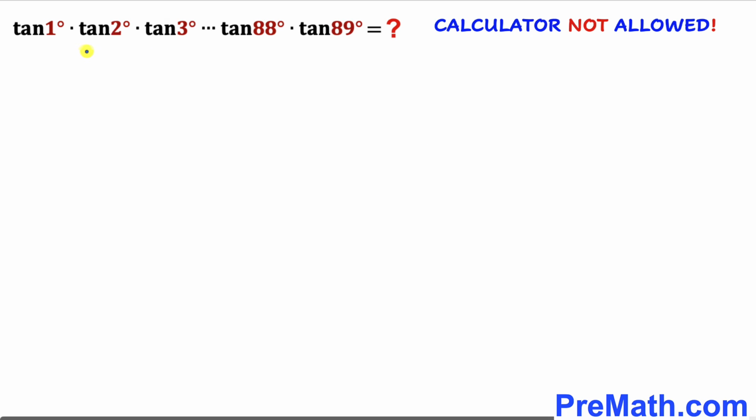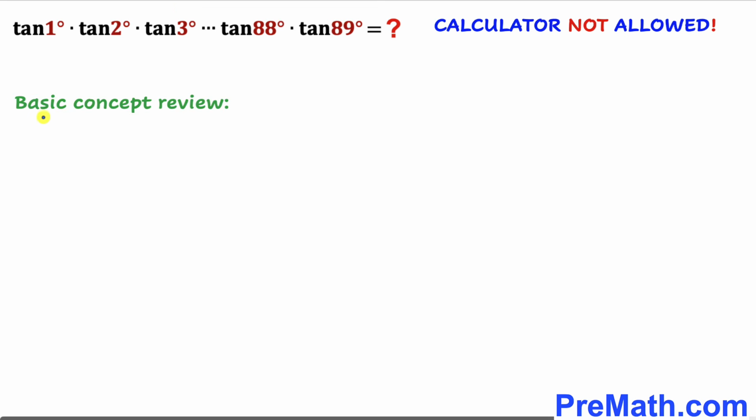Let's go ahead and get started, and let's focus once again on this given expression. Now let's focus on tangent of 1 degree, tangent of 2 degrees, tangent of 3 degrees, all the way to tangent of 88 degrees times tangent of 89 degrees. It's very hard to calculate the exact value of tangent of 1 degree, likewise tangent of 2 degrees, tangent of 3 degrees, tangent of 88 degrees, and tangent of 89 degrees. So therefore, we are going to think outside the box.